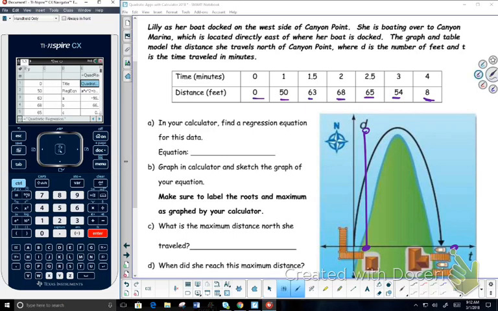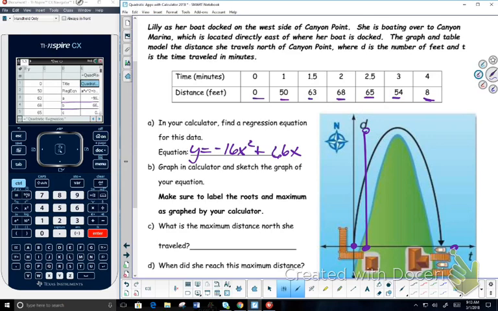Notice it's got A is negative 16, B is 66. So that means I've got y equals negative 16x squared plus 66x. And then the C value is 0. And when you look at your graph, you'll notice it does start at the point 0, 0. So that's why you have a C value, a y-intercept, of 0.